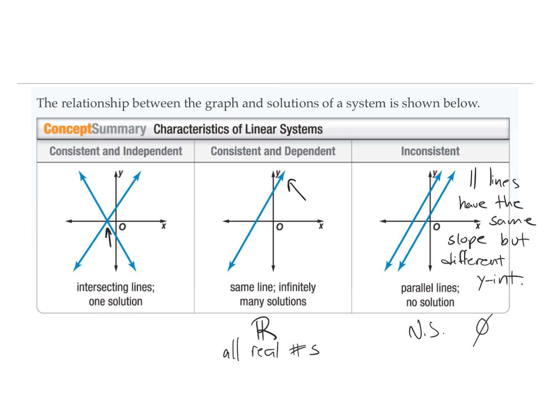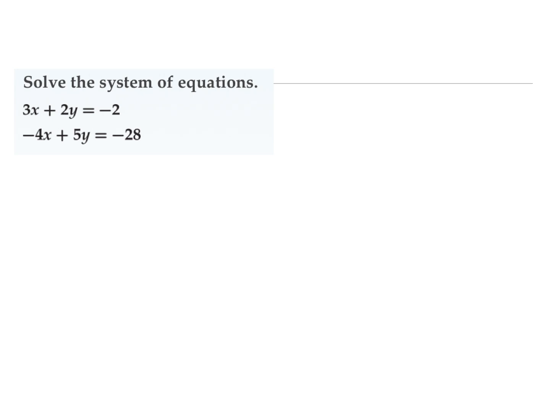So you have 3 different types of solutions. One solution; all real numbers, which is infinitely many solutions; or no solution, which means the lines never touch. So they want us to solve the system of equations. Now, of course, we're doing it by graphing because this is what this section is about. So I'm going to rearrange this one. I'm going to do it in black.